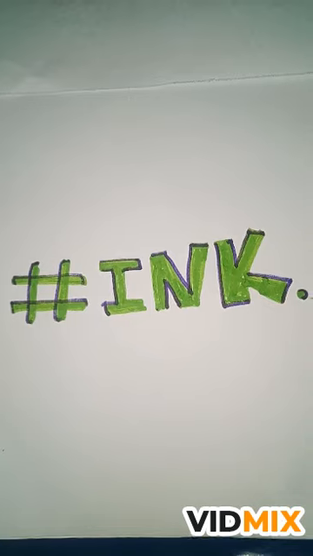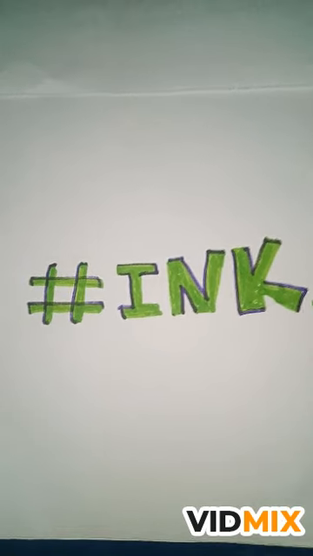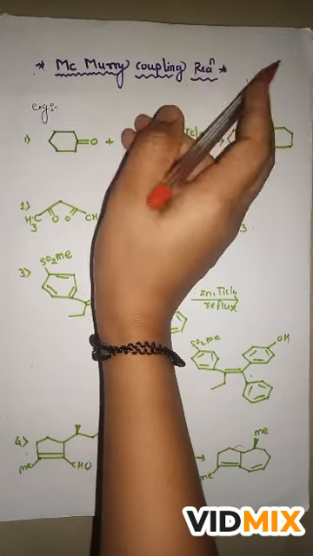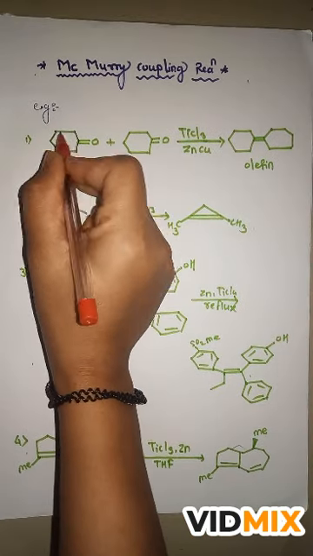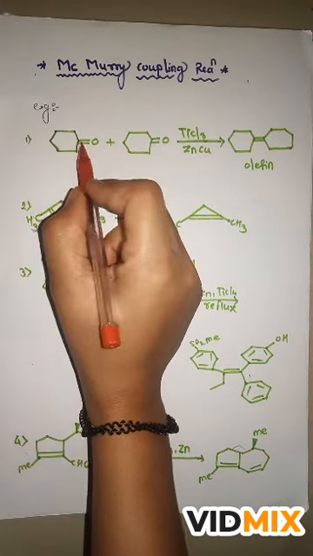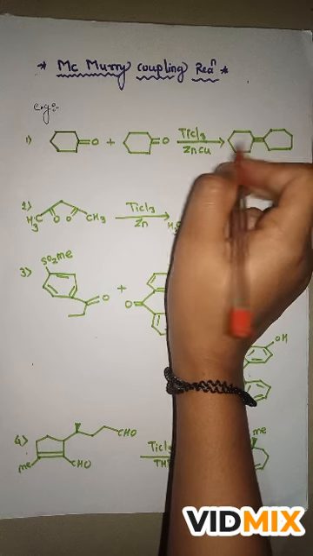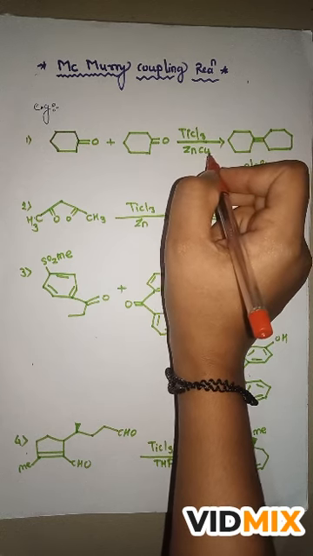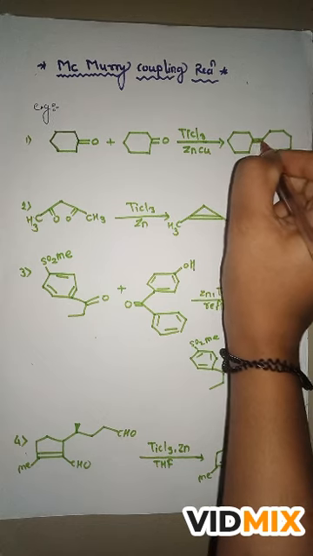Today we are going to discuss the examples of McMurry coupling reactions. First, let's see. Here is the ketone. Two ketones are there, and TiCl3 reagent, zinc, copper as a reducing agent, and this olefin is formed.